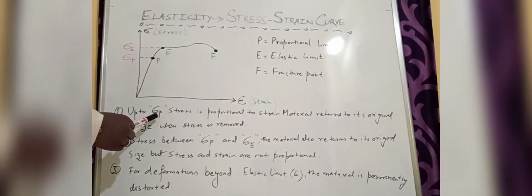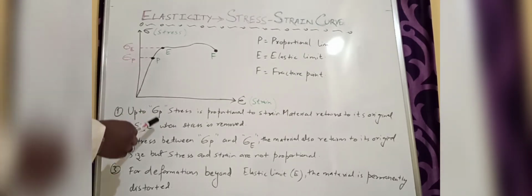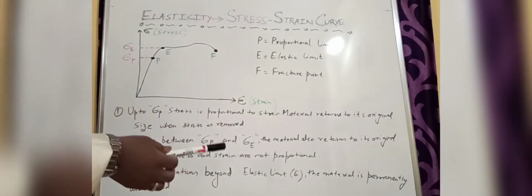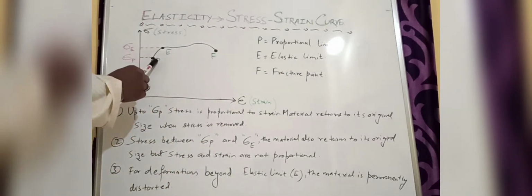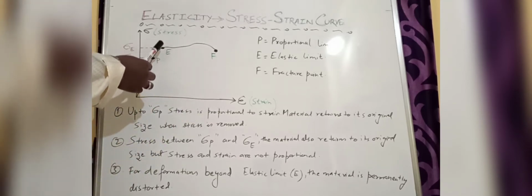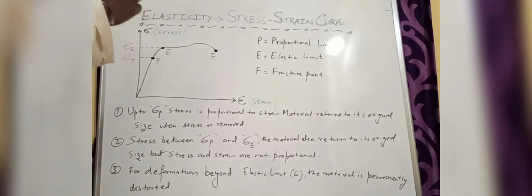Up to sigma P, up to this point, stress is proportional to strain, and the material returns to its original size when the stress is removed. It's very easy. Up till here, when you are increasing the value of stress, then after this point, if we remove the stress, the object will regain its original size.